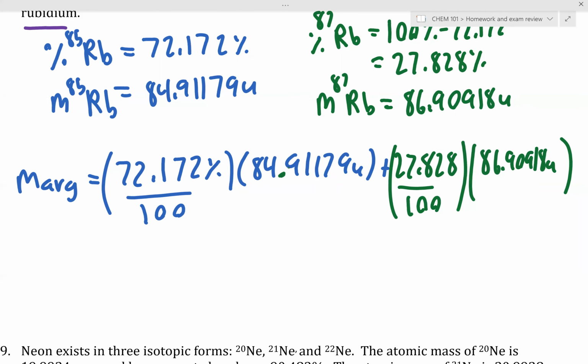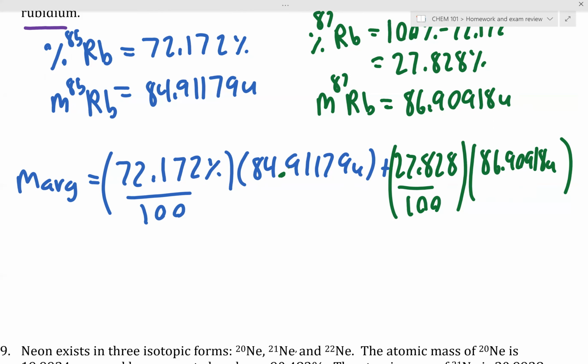So this is what you get after the first step of calculations. Does that make sense? Now, you're going to hit the plus sign, and then you're going to hit the parentheses. And you need the parentheses here. If you forget that, you're going to end up with the wrong answer. Then we're going to enter this next string of inputs: 27.828 over 100 times 86.909. Does that make sense?